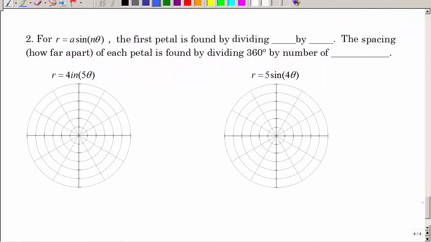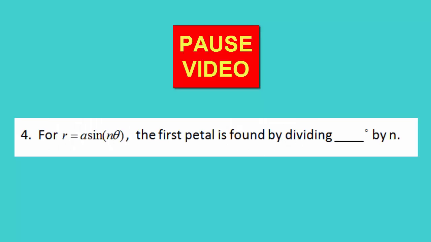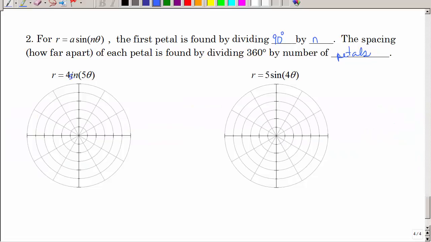It's the sine. The first petal, how do we find out where it starts? It is not always 0. The first petal, because sine is symmetric with respect to the y-axis, that may help you remember, we're going to take 90 degrees and divide it by n. That's where you begin. Okay, the spacing is still found by taking 360 degrees and dividing by the number of petals. Okay. Oops, and I believe that should be sine.